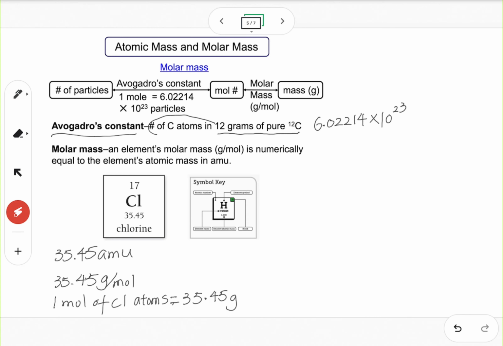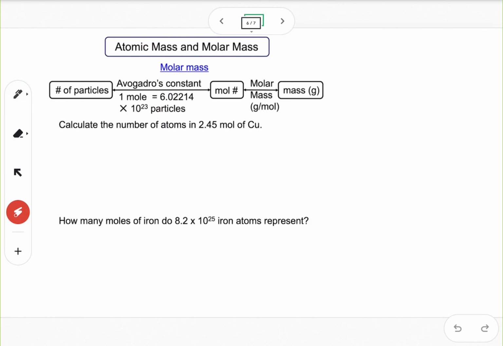Again, this slide shows us three important things: Avogadro's constant, mole, and molar mass. How do we use them for our calculation, especially the calculation involving the number of particles, the mole number, and the mass? I believe this diagram can guide us through the calculation. In the next two slides, I'm going to show you some examples by using this chart. All right, first one: calculate the number of atoms in 2.45 mole of copper.